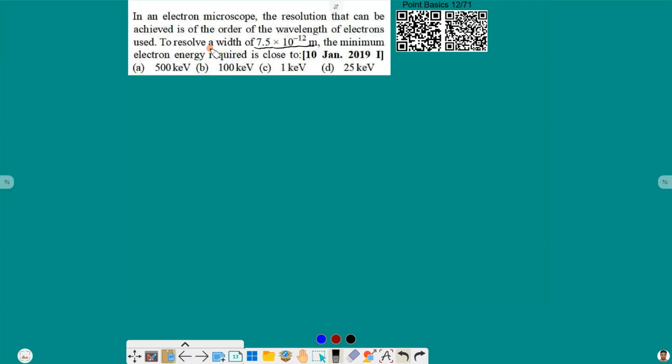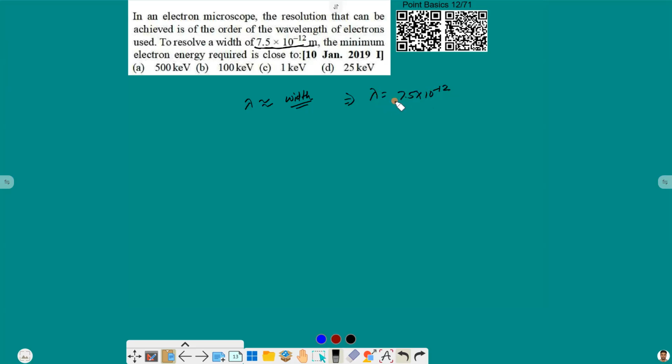So here, because we need resolution, the lambda required for resolution should be comparable to the width or the size we want to resolve. At least lambda should be comparable to the width. So the width is given, and lambda will be equal to 7.5 into 10 raised to the power minus 12.